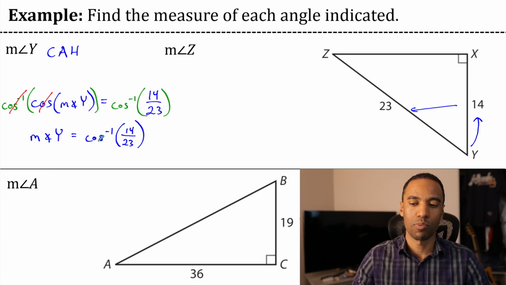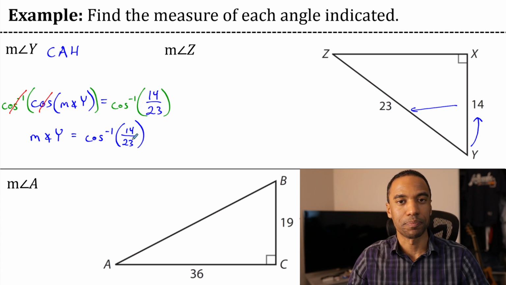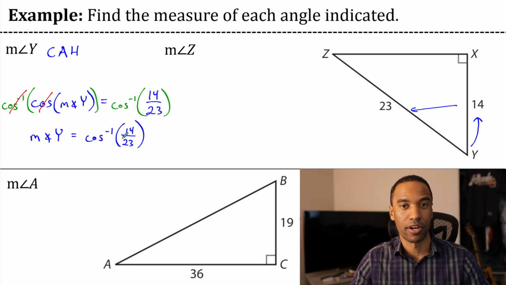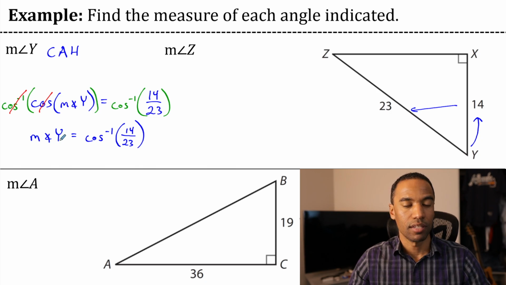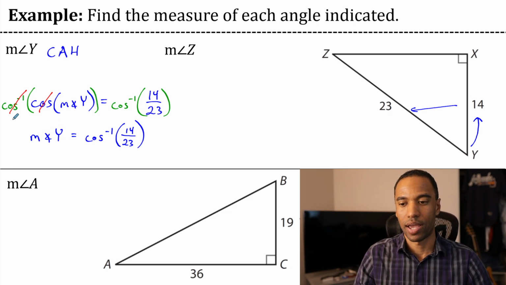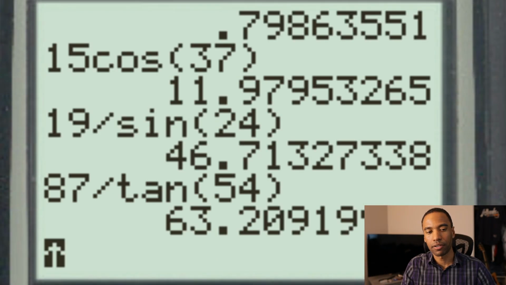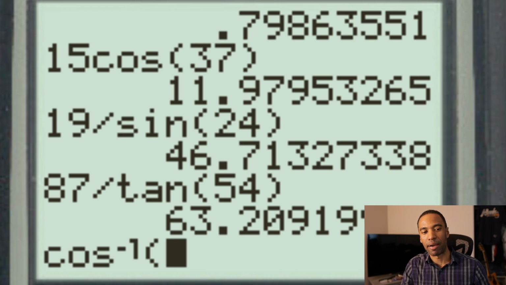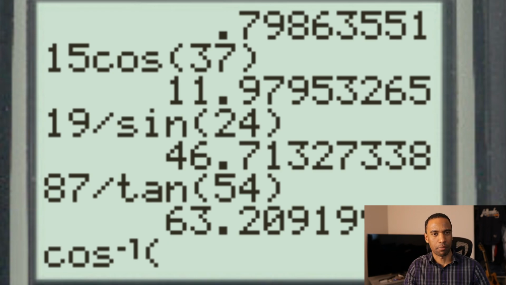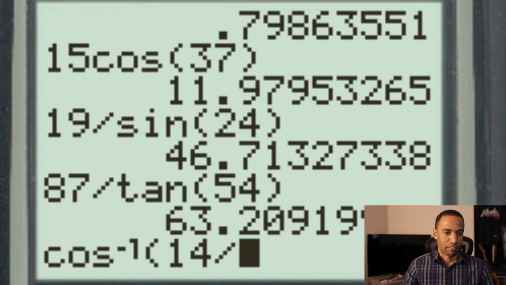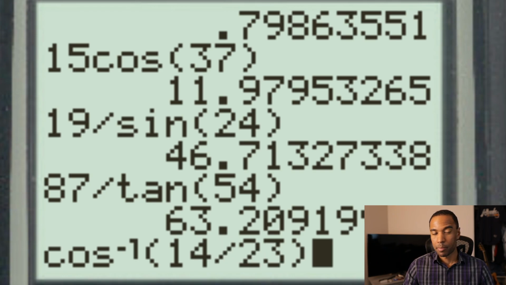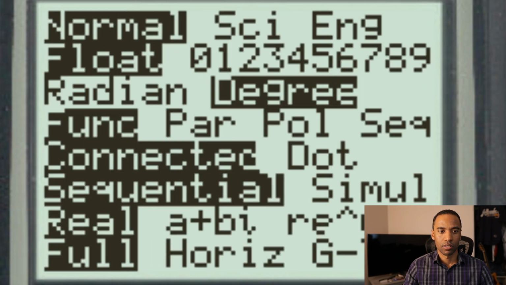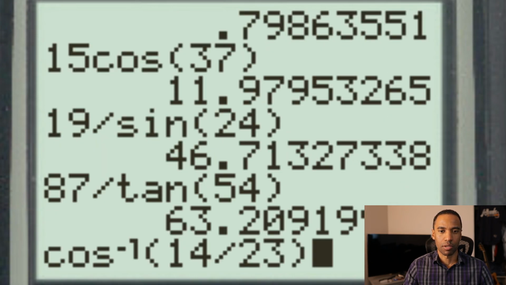Now, I'm going to use my calculator to compute this part. And when I do, it's going to spit out a number. That number will represent the angle measure. So let's take inverse cosine. On my calculator, it's above my cosine button. I have to hit the second button, like a shift. I don't know what yours is going to be, but it's going to look like that. 14 divided by 23. And as long as I'm in degrees, it should give me the number I'm looking for.